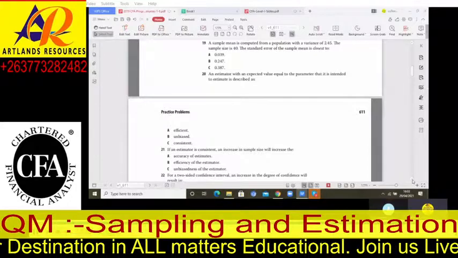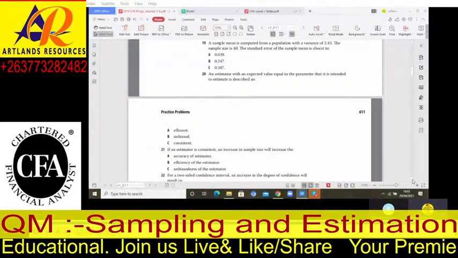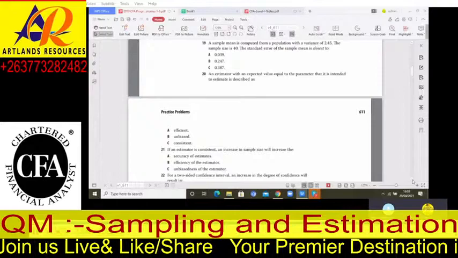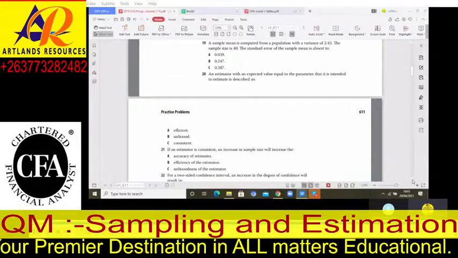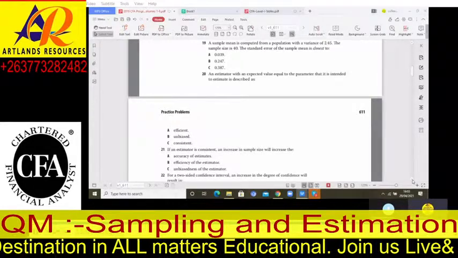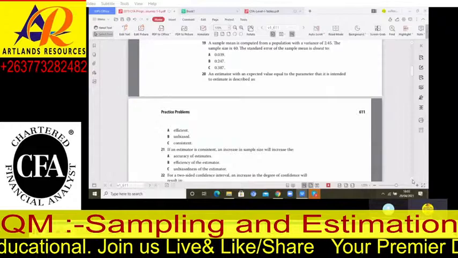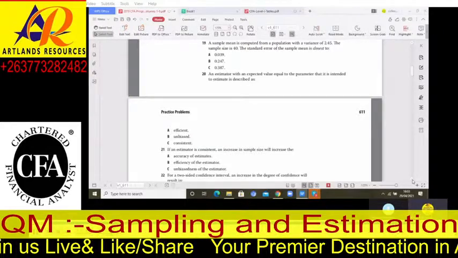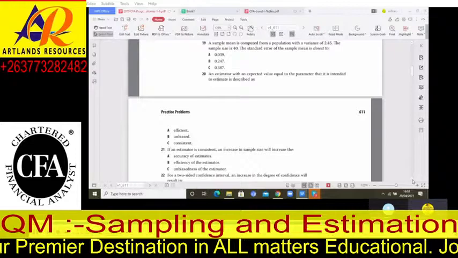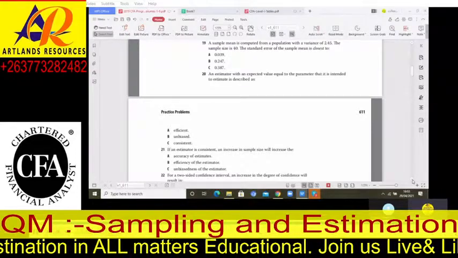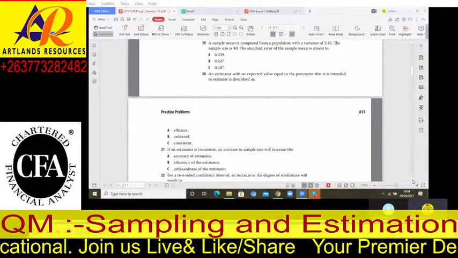Let me define these terms for you again. An estimator is unbiased if its expected value is equal to the parameter that it is estimating. Then an estimator is consistent if, by increasing the sample size, it converges towards the parameter it is estimating. You get that? The probability of the estimator being equal to the parameter increases as you increase the sample size. That is called consistent. Efficient is when there is no other estimator apart from what you have got.